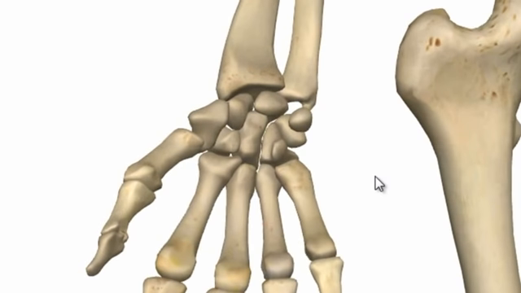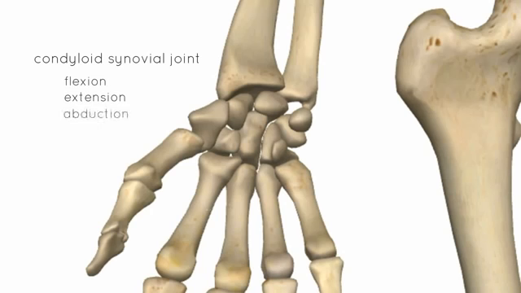So the wrist joint is this joint here between the radius and an articular disc which lies at the end of the ulna, and it attaches to the base of the styloid process. It's between the radius and an articular disc at the end of the ulna, and the proximal articular surfaces of these three carpal bones: the scaphoid, lunate and triquetral bones. The wrist joint is a condyloid synovial joint, so you get flexion, extension, abduction, adduction, and circumduction, which is a combination of all these movements.